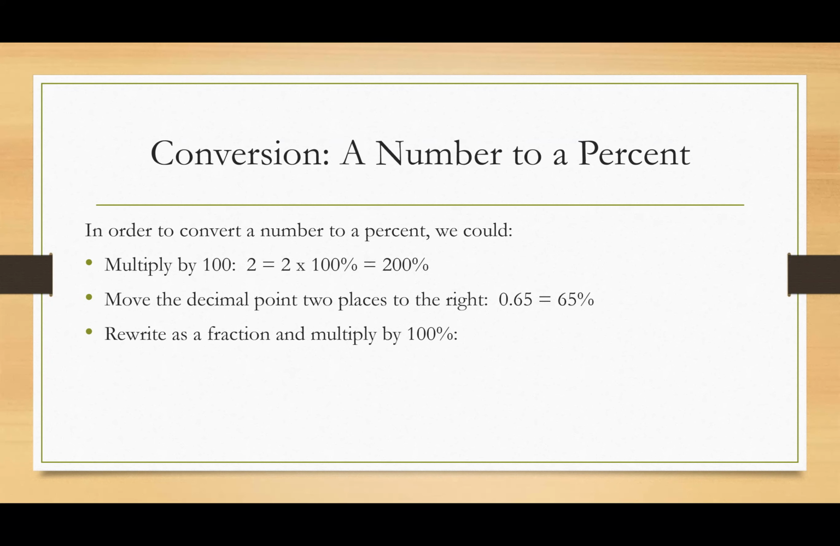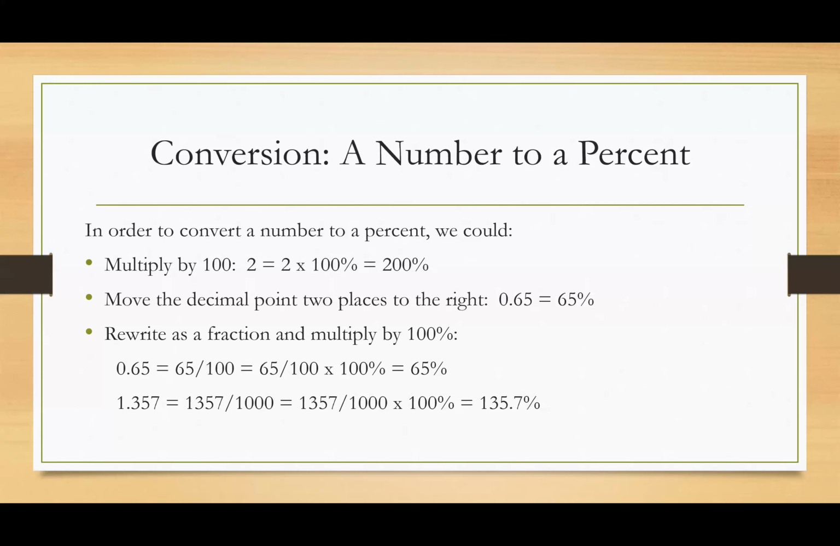And finally, we could rewrite as a fraction and then multiply by 100%. So 0.65 is equivalent to 65 divided by 100, and 65 divided by 100 times 100% is equivalent to 65%.